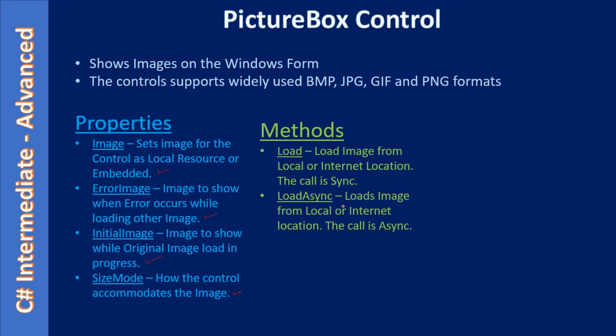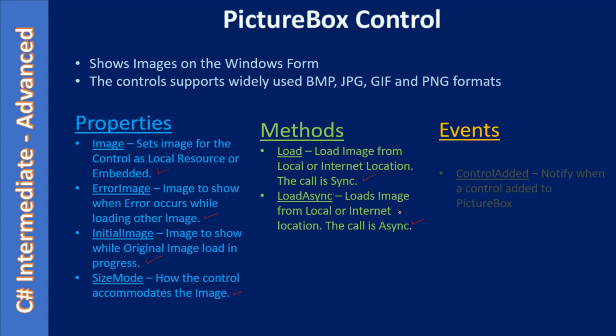So there is a LoadAsync method. This will also load the image from local or internet resource. The difference is the Load method is synchronous. That means when a call is made, the caller will wait for the load to complete. Here, load to complete in the sense bit transfer to complete from source to destination. So once all the pixels are downloaded into the destination, then the Load method returns. But in LoadAsync, after the call, the method returns, and it will keep on receiving the pixels, and when all the pixels are received, it will start showing the image. So there are two methods, Load and LoadAsync. Both will load the image from local resource or internet resource.